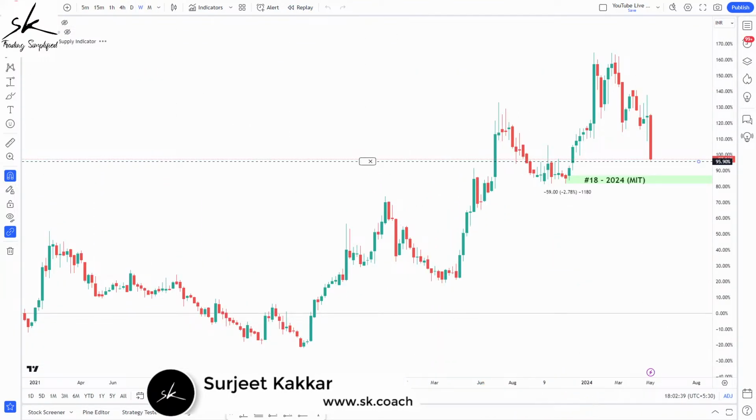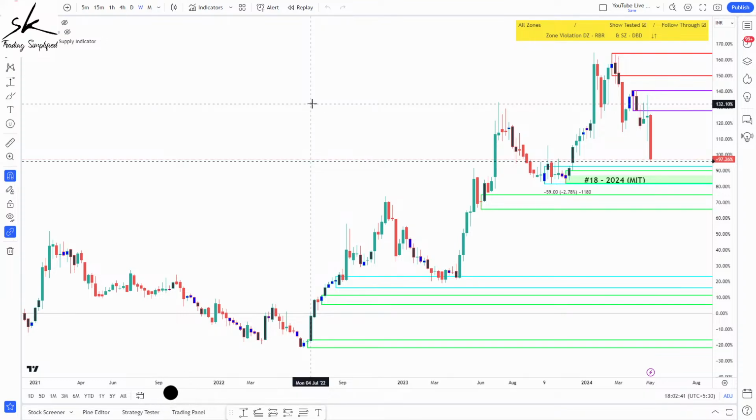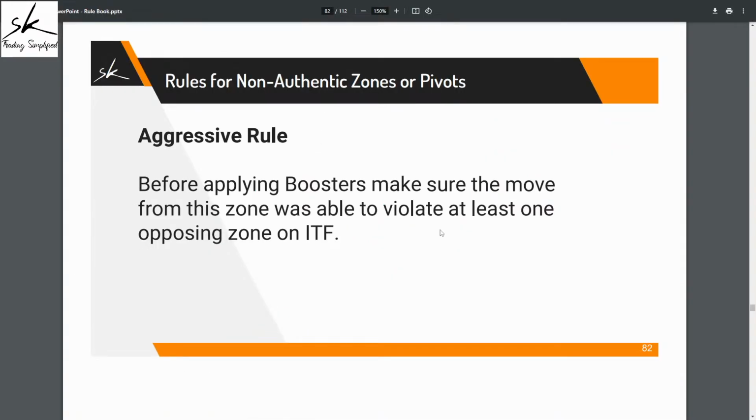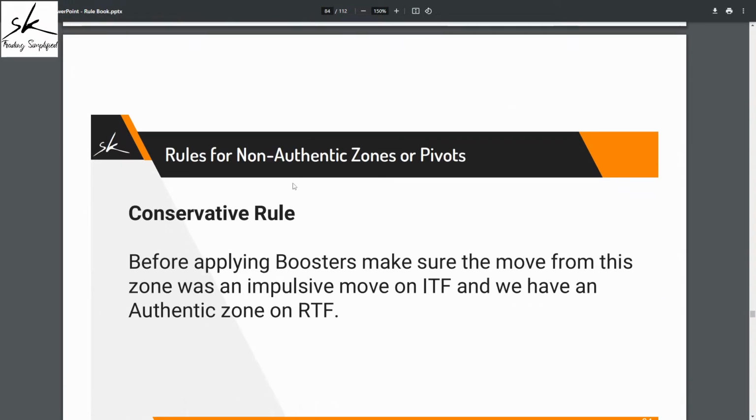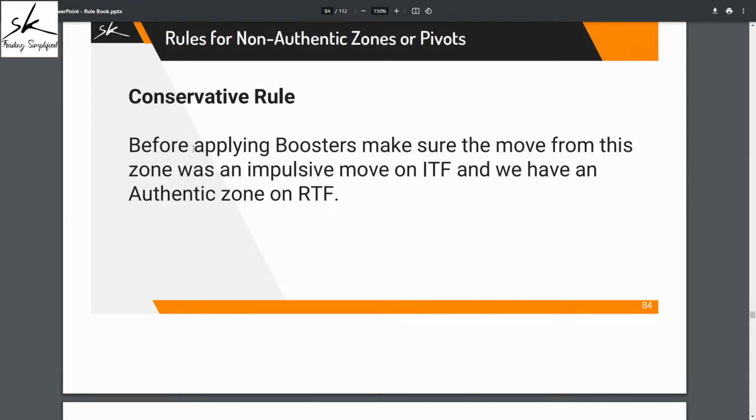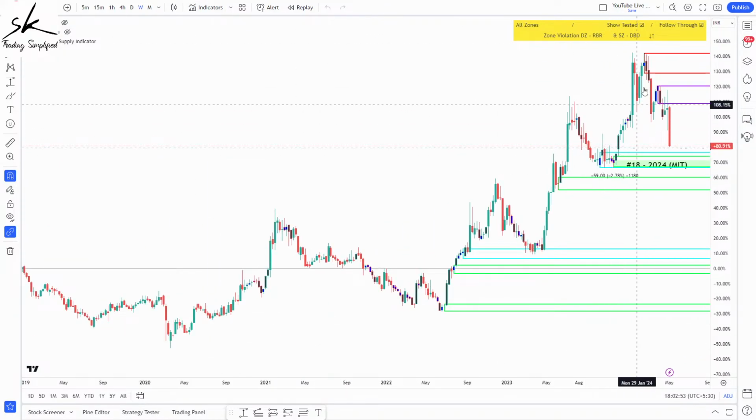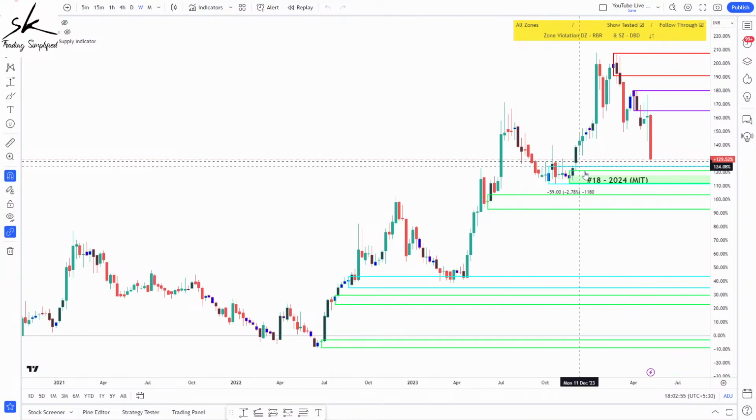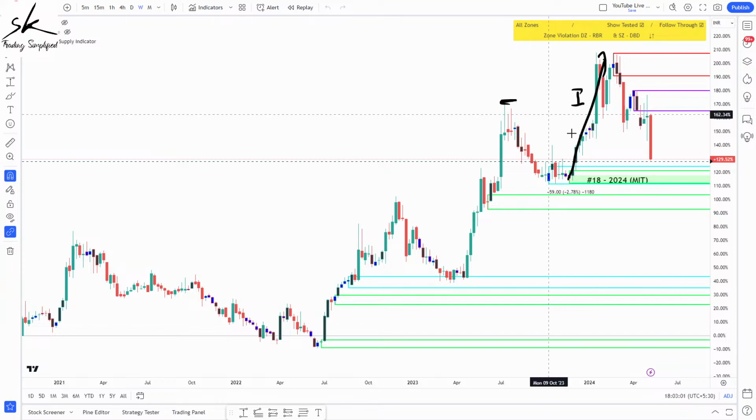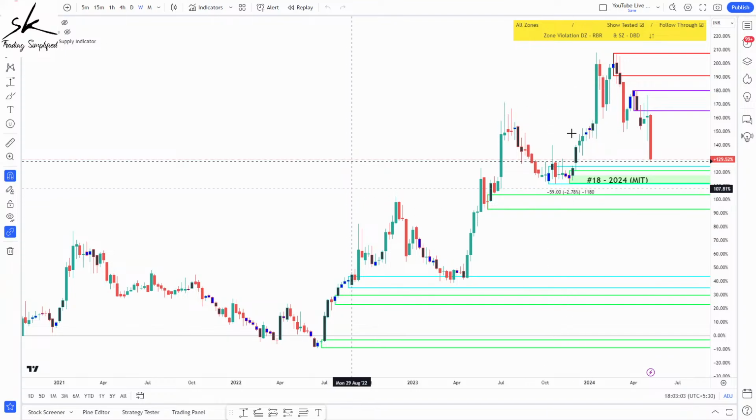Now, some traders, like I said, might be conservative, and for conservative people, I have given another rule, which is basically two conditions we look into. The very first condition is we need to have an impulsive move on the intermediate time frame. So again, if I go back, you can see on the intermediate time frame we have an impulsive move. The move from here was able to create a new high by breaching this high. That is why this is called an impulsive move. So my condition number one is definitely applicable.